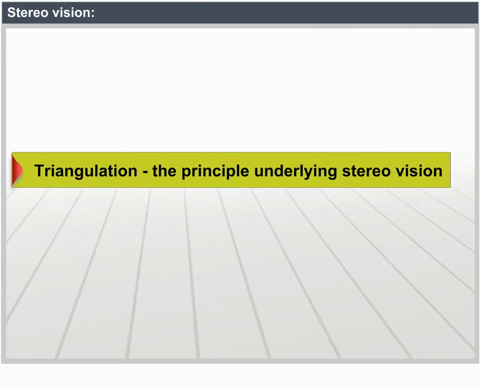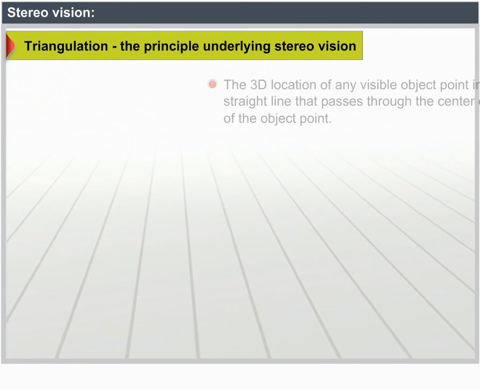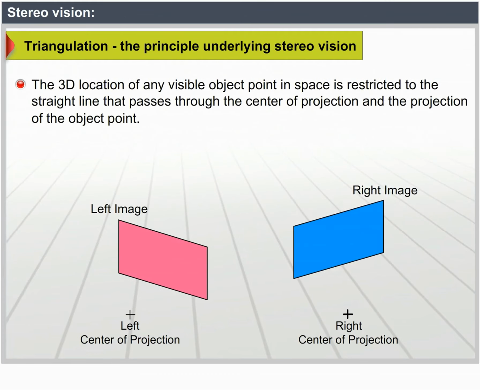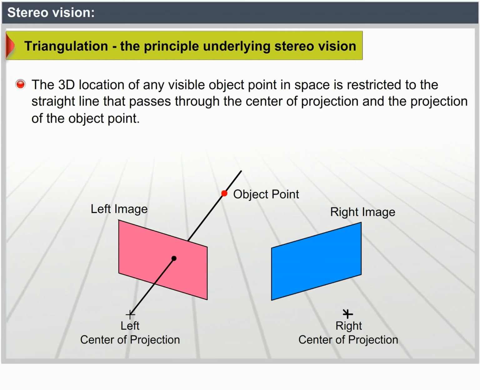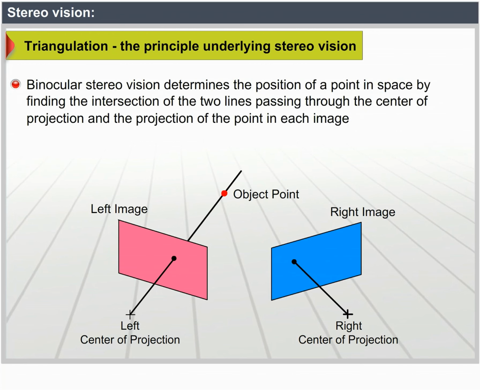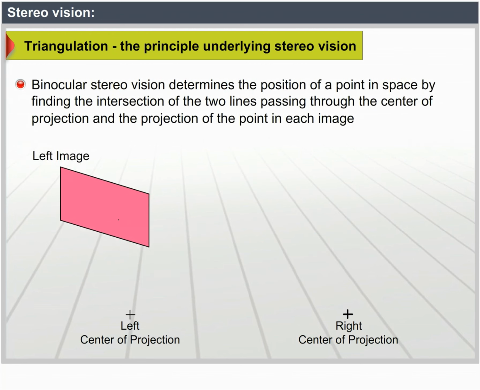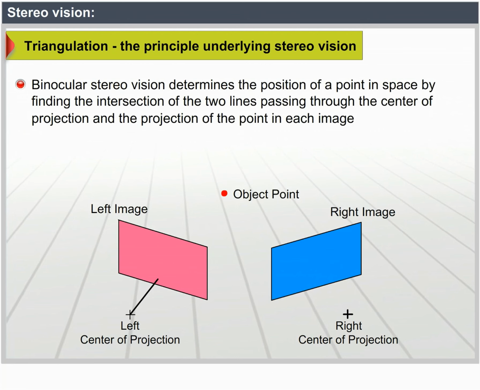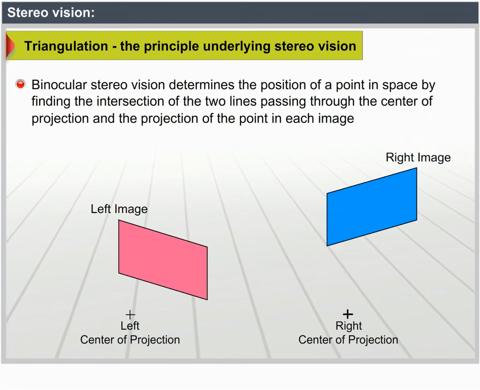Triangulation, the principle underlying stereovision. The 3D location of any visible object point in space is restricted to the straight line that passes through the center of projection and the projection of the object point. Binocular stereovision determines the position of a point in space by finding the intersection of the 2 lines passing through the center of projection and the projection of the point in each image.